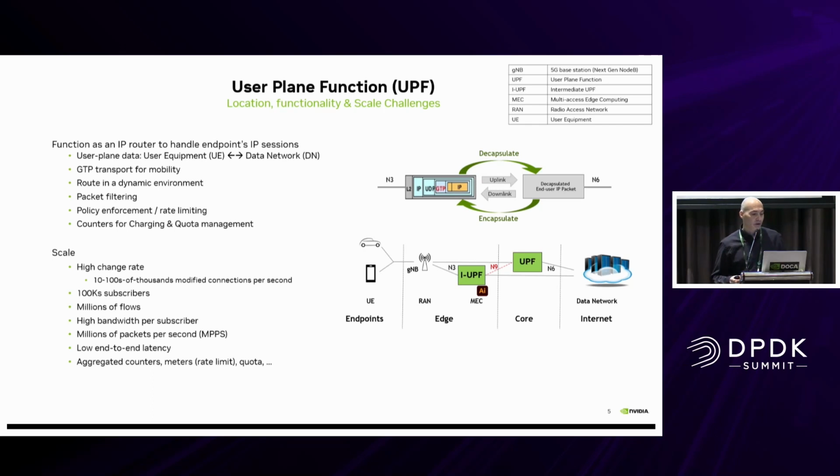From a scale perspective, there is a requirement to maintain as much as possible in order to reduce the prices. So the higher the capacity that each server can maintain, the lower the cost for the telco. So today, in terms of expectations, we are looking at about 10 to 110,000 modified connections per second for maintaining 100K subscribers with millions of flows, and high bandwidth for each subscriber, meaning high Mbps in total. And the expectation is due to the fact that it serves not just mobiles, but also remote machinery and other use cases that need to be interacted with interactively.